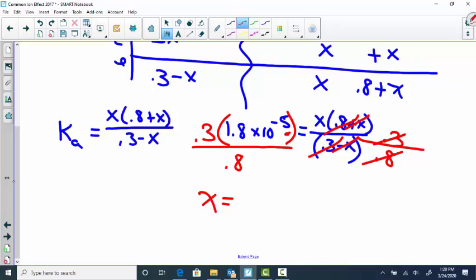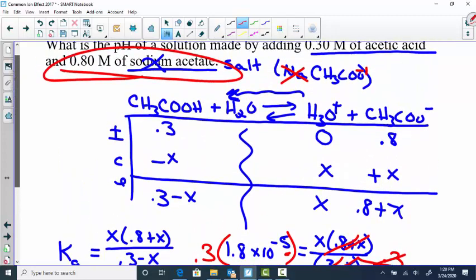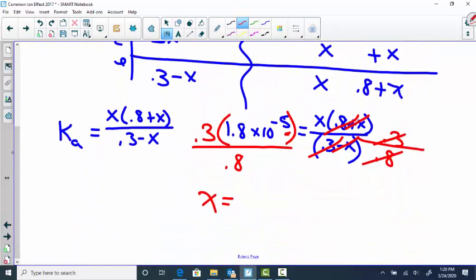oh shoot, no. Never mind. Sorry, I did not actually have that worked out. It's going to give me a value of 6.75 times 10 to the minus sixth molar.